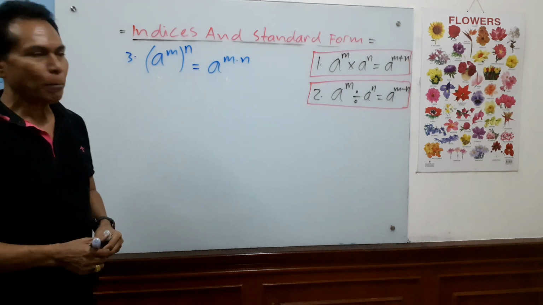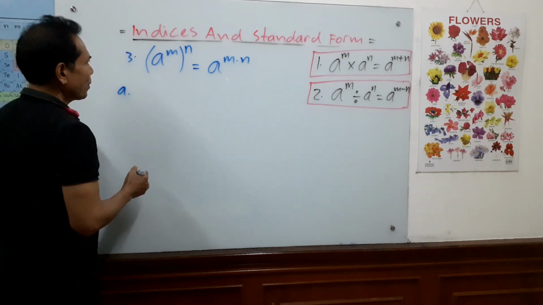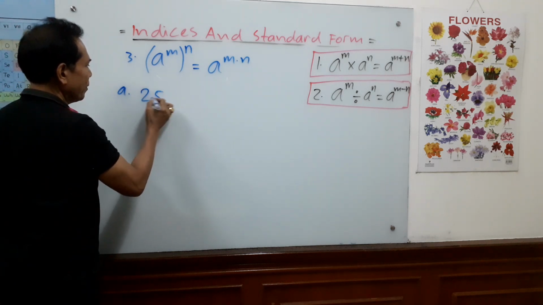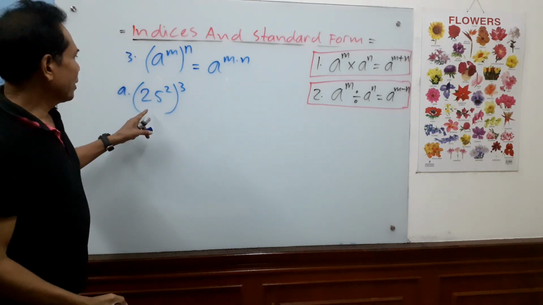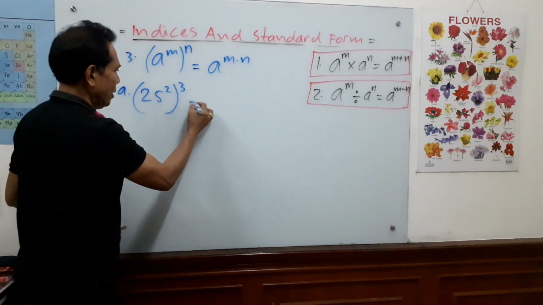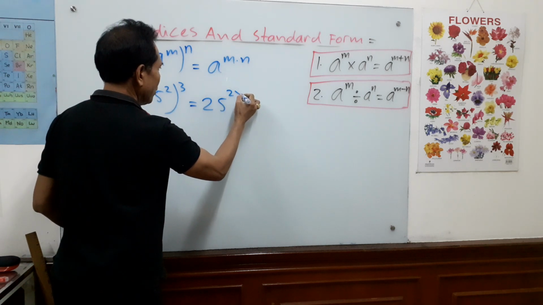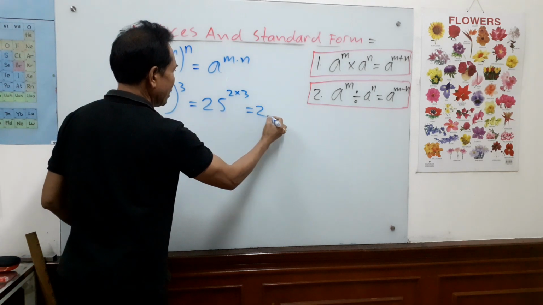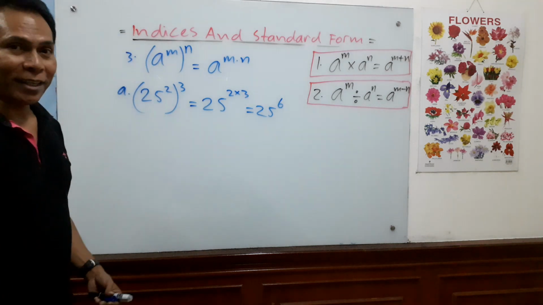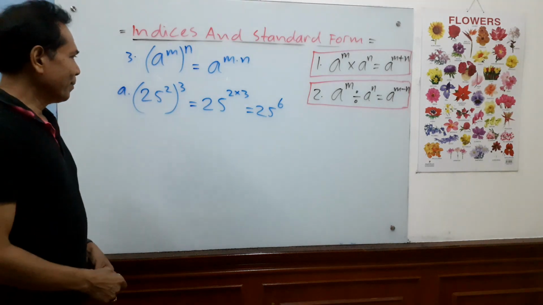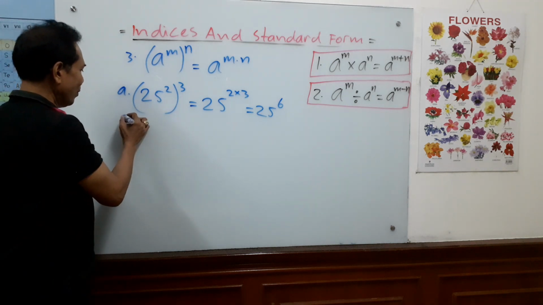Okay, now we look at the first example. We use numbers here. For example, we have 25 power 2 to the power of 3. 25 power 2 to the power of 3 equals 25 power 2 times 3 equals 25 power 6. Okay, it's easy, isn't it? Very easy. You can work this out easily. Okay, we go to the second question.